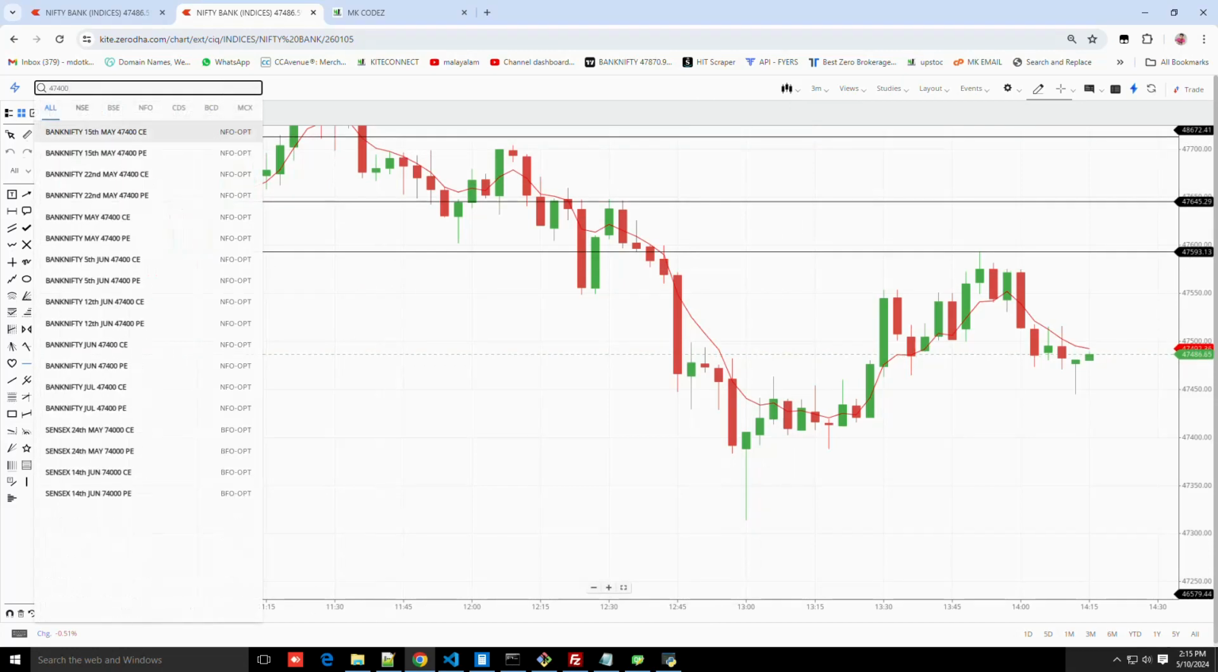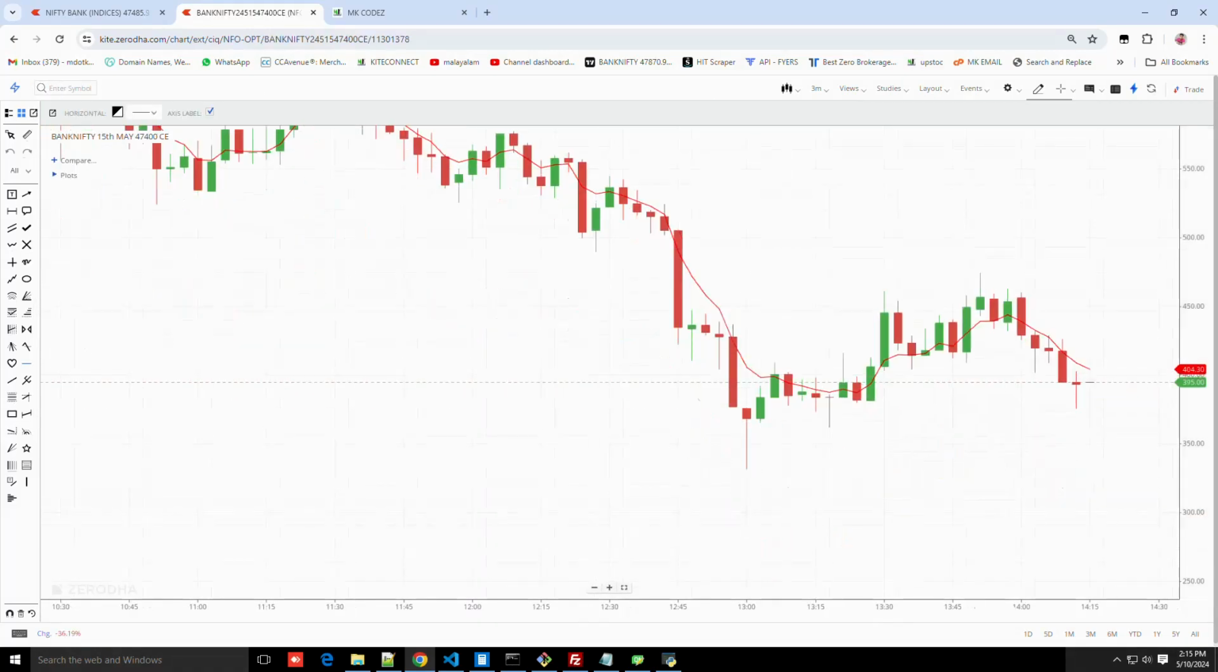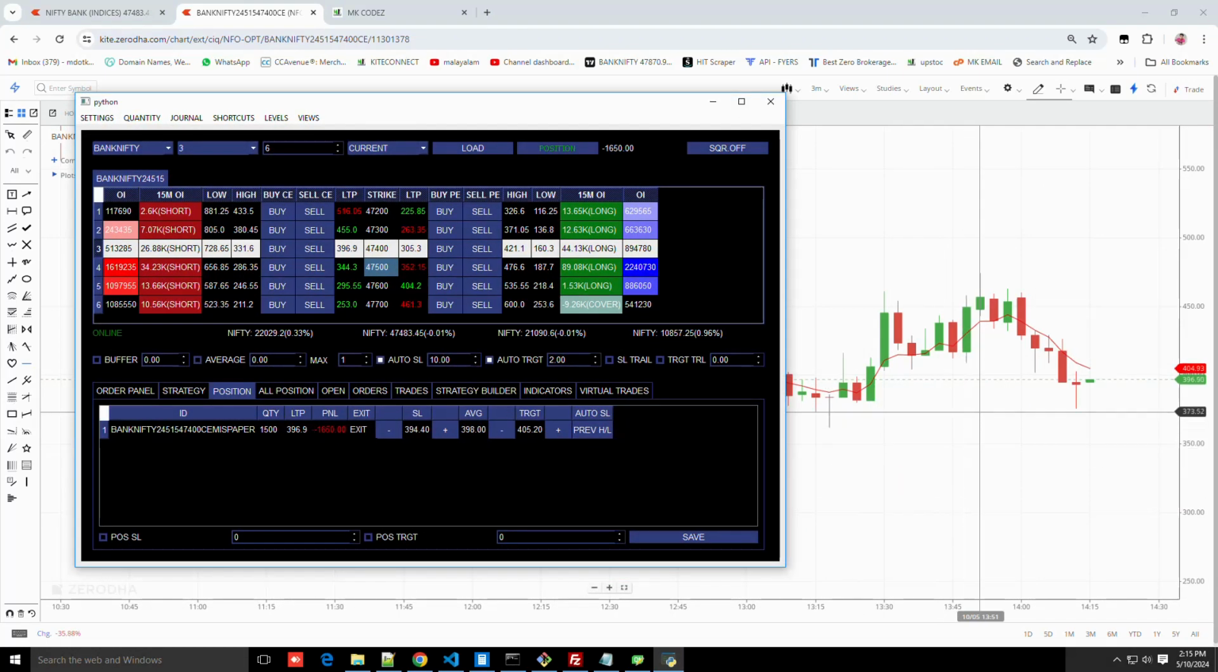If you see the option chain chart, here you can see the stop loss is at 394, which is the low of the previous candle, and if you click the previous H or L, the stop loss will be moved to the low of the previous candle manually.